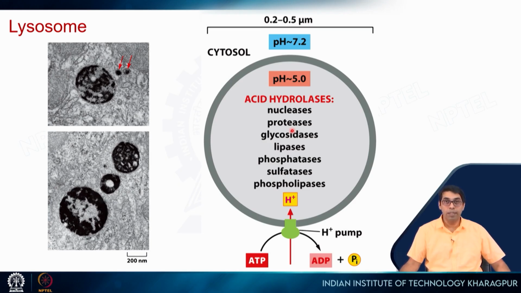Proteins will be degraded into amino acids, nucleic acids will be degraded into nucleotides, and they will be recycled so that new DNA or RNA or protein can be synthesized. We have already talked about it when I discussed membrane proteins, where we talked about an example of a hydrogen pump, where ATP is used to pump in hydrogen, and that is why the pH of the lysosome is maintained at an acidic pH, which is pH 5.